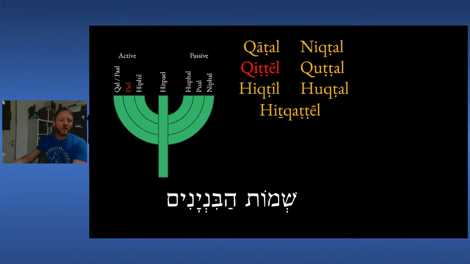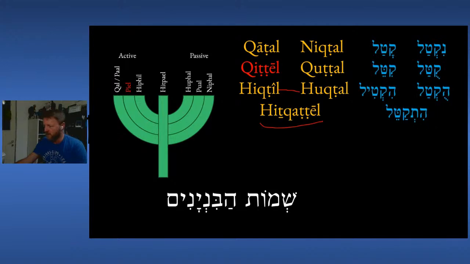This is another way of naming the binyanim: katal, kitel, hiktil, and they have their passives. Katal is passive niktal. Kitel is kutal. This is the same as Pu'al. These are just using a different root, the kuf tet lamed root. Wow, I can't write with this mouse. And the passive of hiktil is huktal, and then hitkatel or Hitpael by itself.